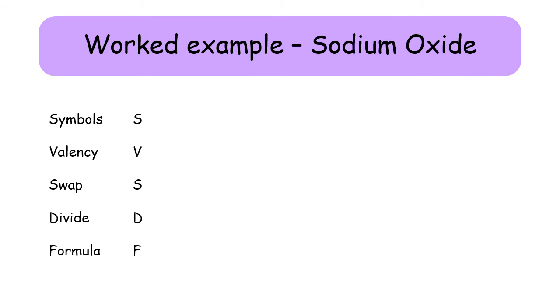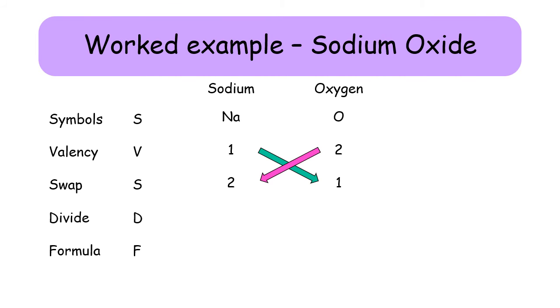So one final example is sodium oxide. Now from the name, we know it's going to contain sodium and oxygen. The symbols are Na and O. Sodium is in group 1, so it has a valency of 1. Oxygen is in group 6, so you need to remember that that means it has a valency of 2. When we swap these numbers, we now end up with a 2 under sodium and a 1 under oxygen.